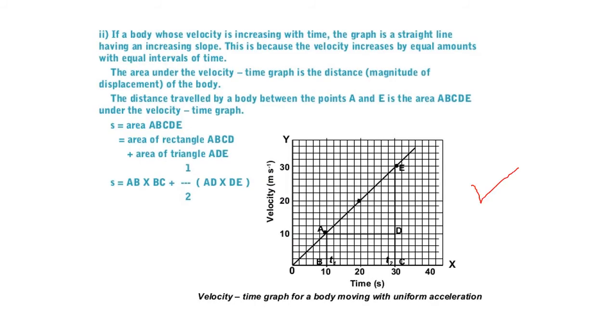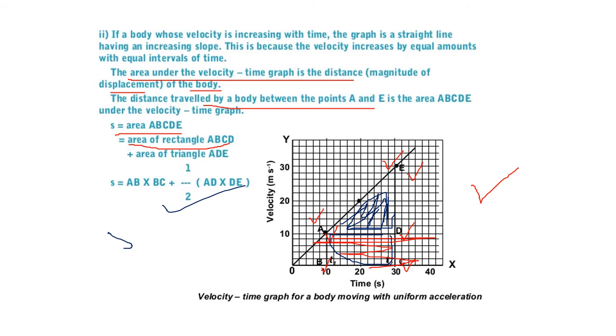Again, the same thing with the diagrammatic representation: the area under the velocity time graph is the distance, or the magnitude of displacement of the body. The distance traveled by the body between A and E is the area ABCDE. So S is equal to area ABCDE, which can be written as the area of rectangle ABCD, this part, and the area of the triangle, this part. If you add the area of the rectangle and the area of the triangle by applying the formula, you will get the value of S.